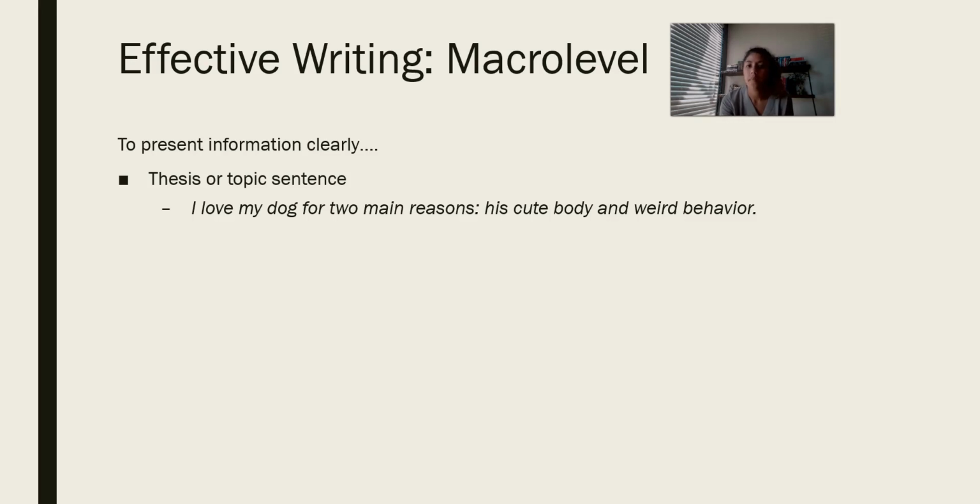So for example, my topic sentence could be something like, I love my dog for 2 reasons, his cute body and weird behavior. Okay, as a reader, when I get to that sentence, I know I'm about to read a paragraph all about this dog's body and his weird behavior. Like that's what I'm expecting. Right? That's the topic sentence. So all my information should support that topic sentence.